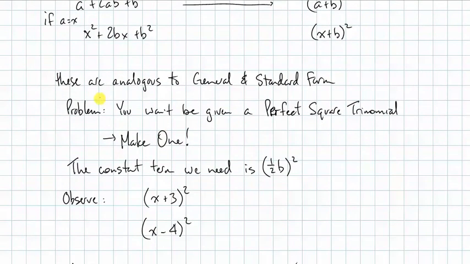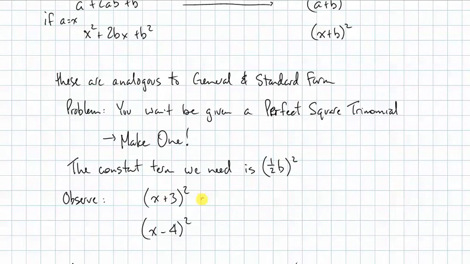Alright, so there is an analogy to general and standard form. Again, that's like general form, and this is like standard form. What we are going to have a problem with is that you won't actually get a perfect square trinomial perfectly. We're going to make one. So what we have to recognize is that the constant term that we need is generated from this coefficient. It's half of this value: half of 2b would be b, squared. That's how I form the constant term.